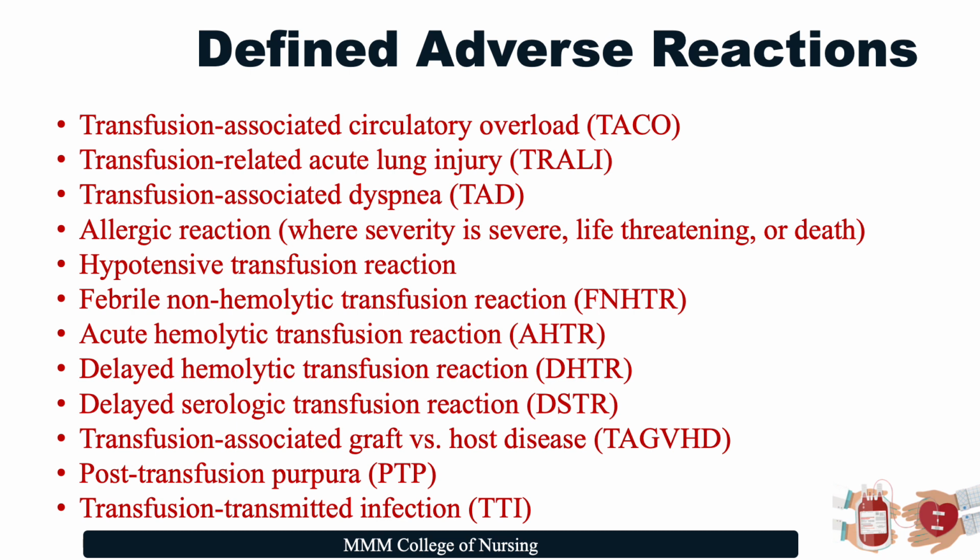The next is transfusion-associated graft versus host disease, which is a rare fatal condition caused by engraftment of viable donor lymphocytes attacking the recipient tissues. The next is post-transfusion purpura, which is severe thrombocytopenia occurring 5 to 10 days after transfusion due to alloantibodies against the platelet antigens. The next one is transfusion-transmitted infection, which is infection transmitted through the transfused blood or components despite donor screening and testing.